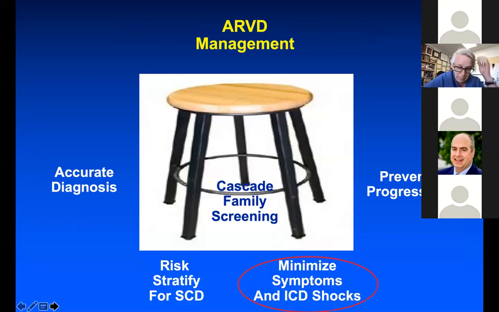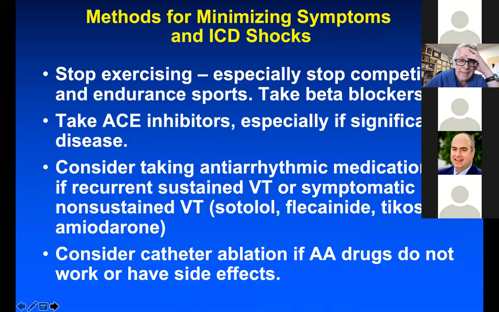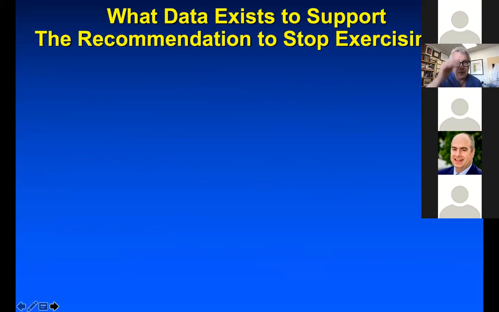Once you get it in, you want to minimize the shocks. So the main thing, and we're going to focus a lot on exercise, is to stop competitive and endurance sport and take beta blockers. We like giving patients ACE inhibitors if they have any evidence of structural disease. You can consider antiarrhythmic medications. Generally, if they have ARVD and a lot of ectopy, you put them on a beta blocker, and they still have a lot of ectopy and non-sustained VT, then you think about sotalol or flecainide. If they don't respond to that and they start having shocks, then you think about catheter ablation, and we could talk more about that.